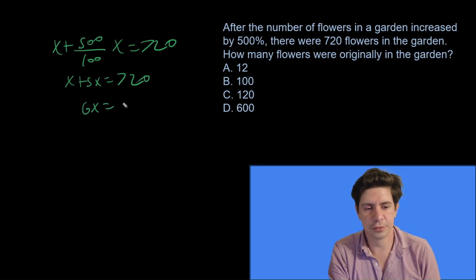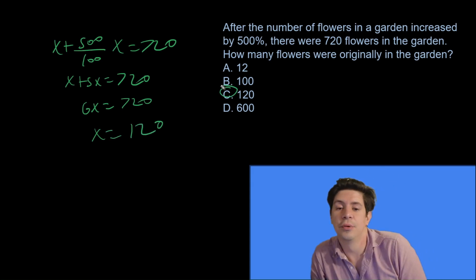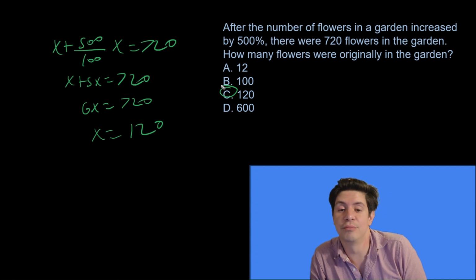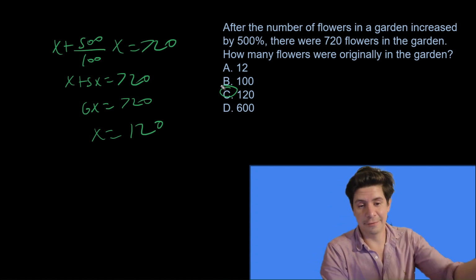6x equals 720. X equals 120, D. Okay. What a lot of people want to do is they just want to multiply by 5, but that's not going to work here. You have to add the 5x.